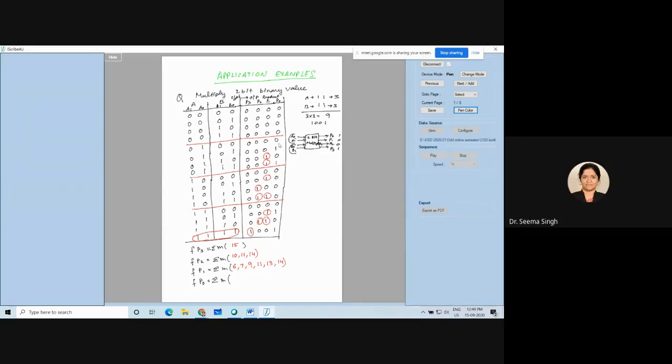Okay. Now let us go on to P naught. P naught is 1 for which all cases? 1, 2, 3, 4. Okay. Now you see. It is what all things? 5, 7, 13, and 15. Okay. Now you all know how to solve it.